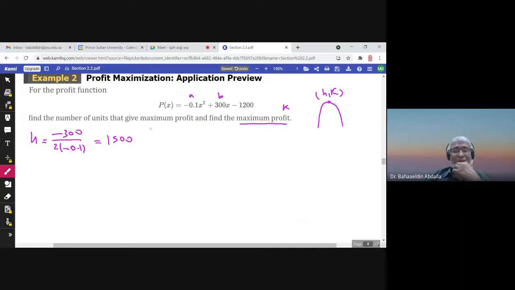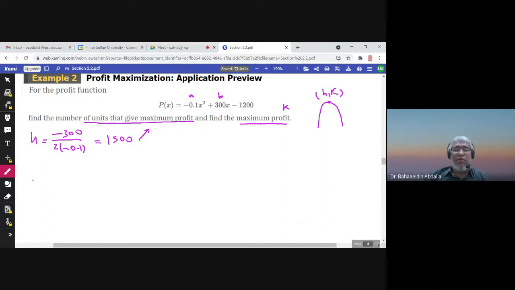What is this? Find the number of units that give maximum profit. Well, this is the number of units that will give maximum profit because this would be the h. So the x-coordinate that would give the y-coordinate, which is k, is 1500. So 1500 units to get the maximum profit.